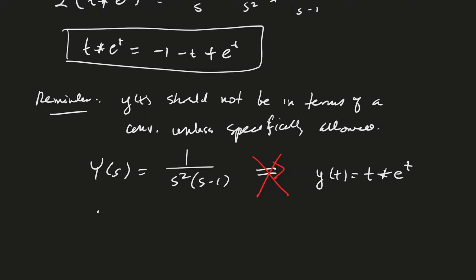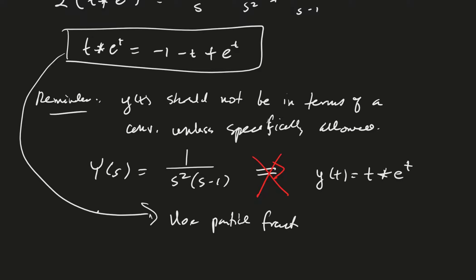Rather, you want to use partial fractions. So that's what I mean. So don't use the convolution as a shortcut for partial fractions. Good. All right. I'll try to be pretty specific in the instructions. Good. All right.